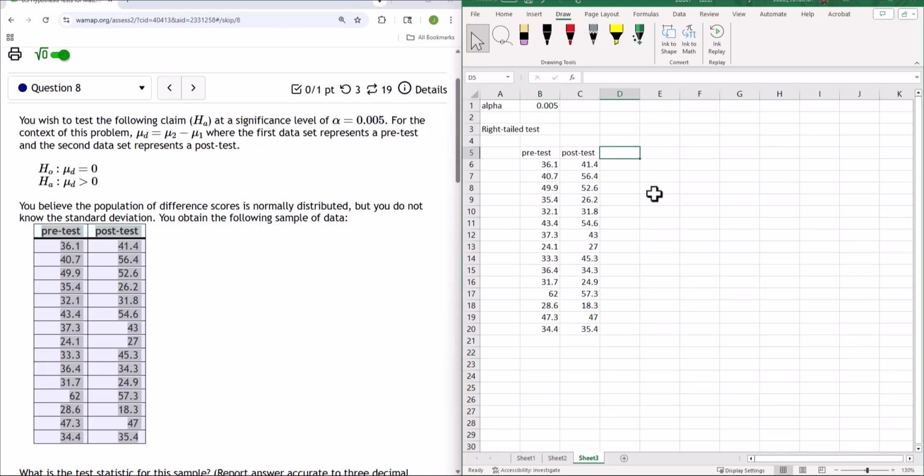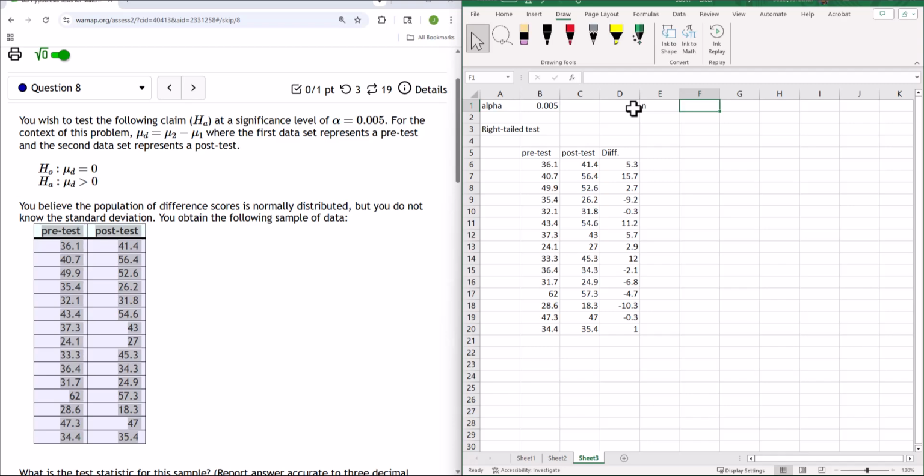Now, when we're talking about the differences, we really want to know the post-test minus the pretest. So in this case, we have the post-test, and we need to subtract the pretest. And then here, let's just fill it all the way down. N is equal to 15. Some good stuff to know.